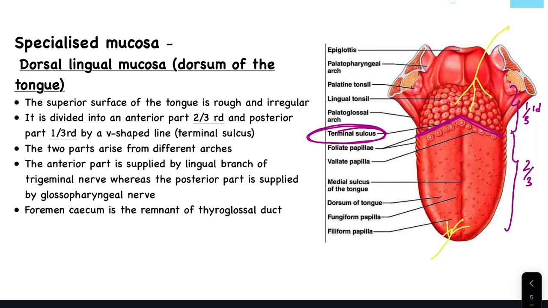So what is the nerve supply? The posterior part has a nerve supply of glossopharyngeal nerve, and the anterior part has a supply of lingual nerve, and lingual nerve is a branch of trigeminal nerve.